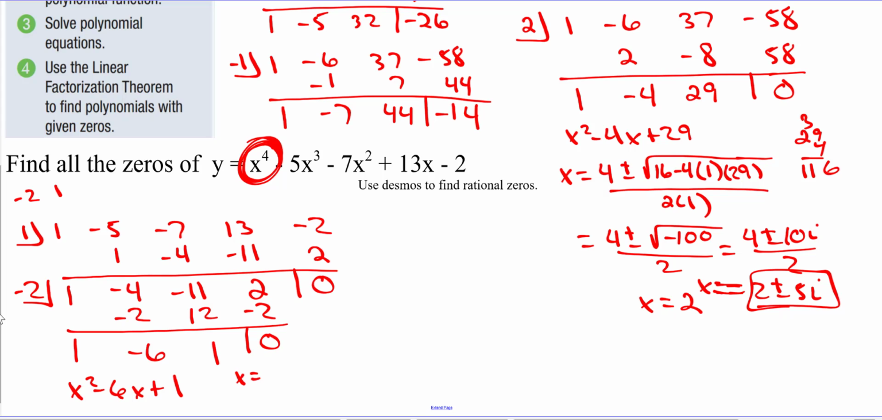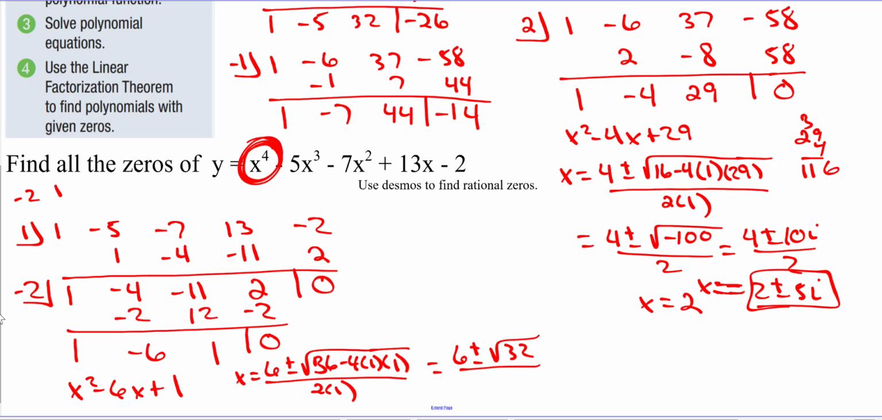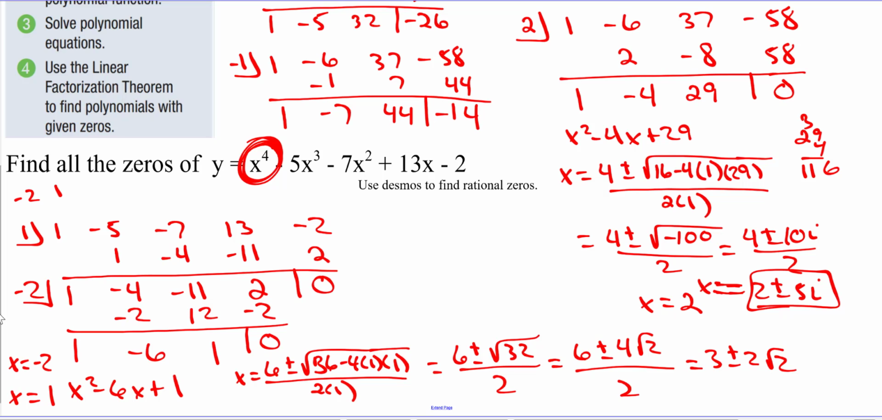So x equals 6 plus or minus the square root of b squared minus 4 times 1 times 1, all over 2 times 1. So 6 plus or minus the square root of 32, over 2. That's 6 plus or minus, I think 16 and 2 is in there, so 4 square root of 2 over 2. So 3 plus or minus 2 square root of 2. So there's 2 of the answers, and let's make sure we write the others. x equals -2, x equals 1. So there's all 4 answers.